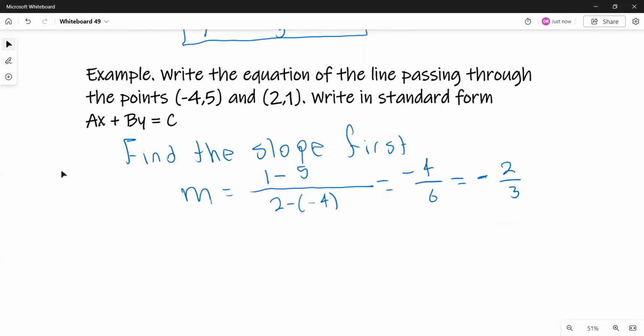Okay, so we're going to write the equation in standard form. But first, we need to write it in slope-intercept form. So y is equal to -2/3 x plus b. We're going to use one of the points to find b. Let's take 2, 1. Whatever point you take is going to give you the same value for b, but I don't see anything that is divisible by 3, so we can use the point 2, 1 to find b.